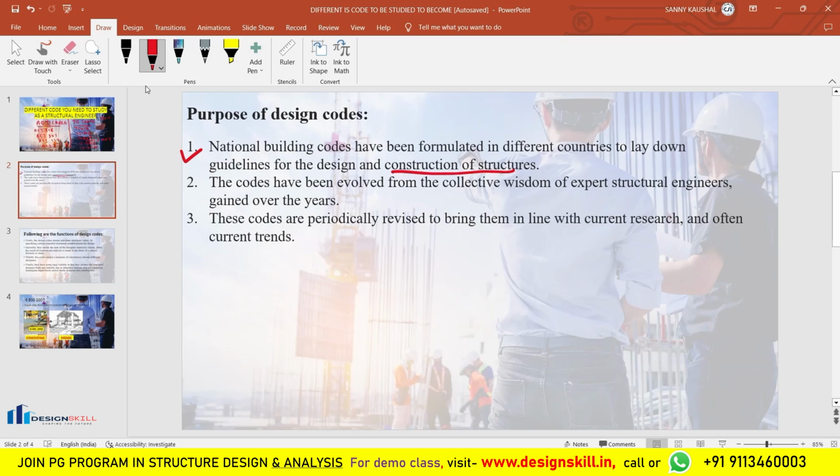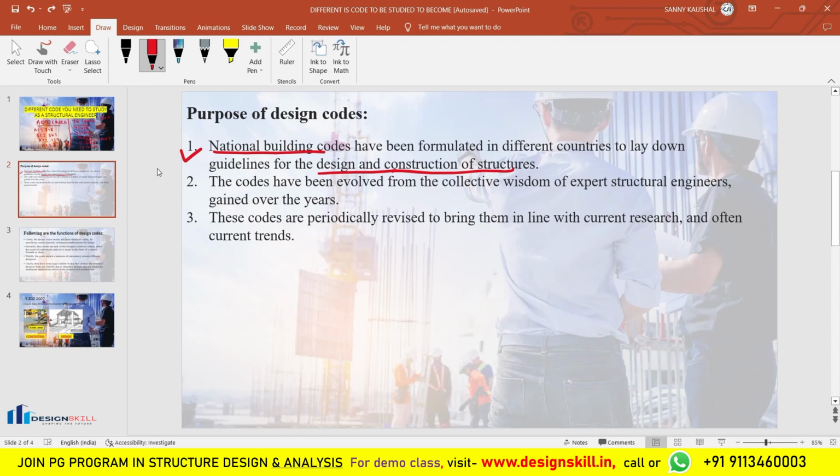The construction and design of the structure will be governed by a code, and that code will have some guidelines. A structural engineer or any civil engineer will follow all the guidelines given in the national building codes to design that particular structure and do its construction. Now come to the second point. The second point is that the codes have been evolved from the collective wisdom of expert structural engineers gained over the years. This second point tells you how the national building codes like the IS codes and ACI codes have evolved, how they actually got formed.